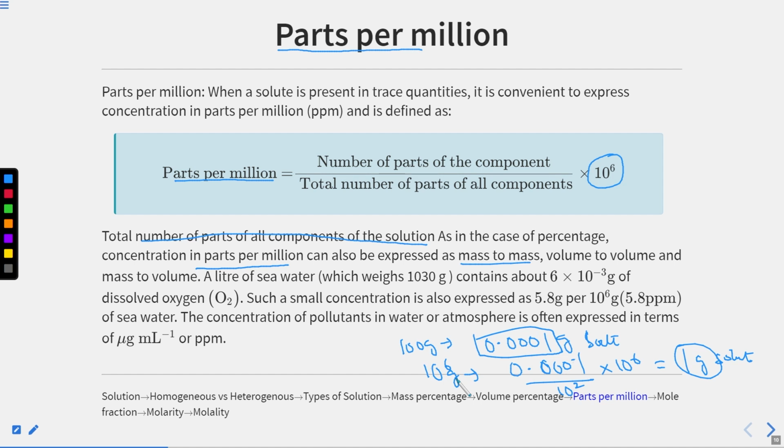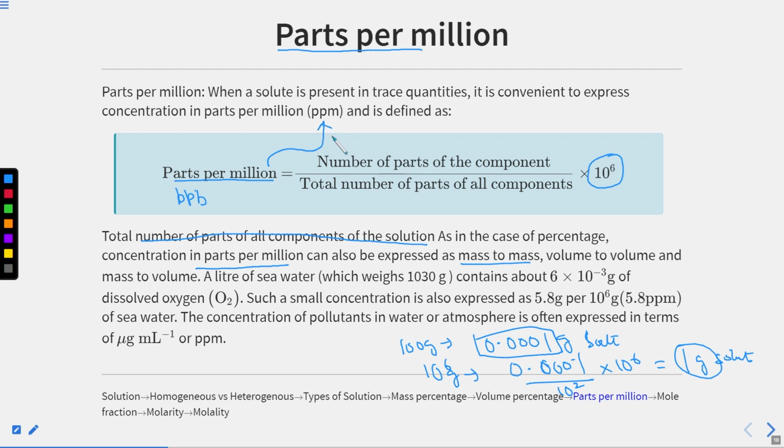If you are having something in a trace amount, you will simply take parts per million. We also have one more term which is closer to this. It is called ppb, that is parts per billion. It is greater than million, so you do not have to worry about this. I'm just telling it for your information. It will be 10 to the power 9, and parts per million is denoted by ppm.